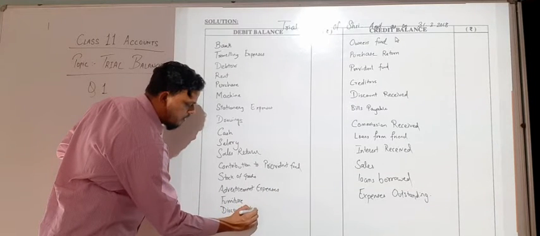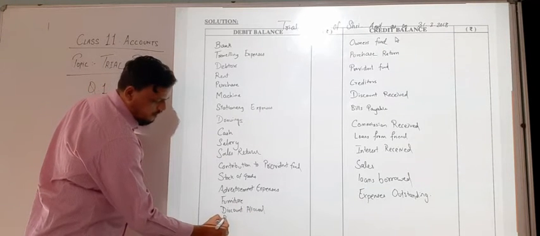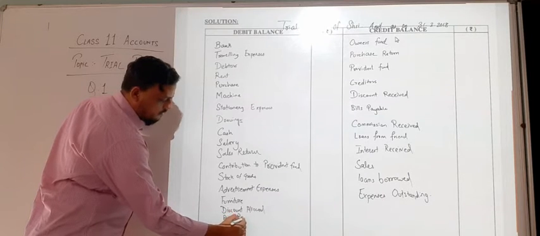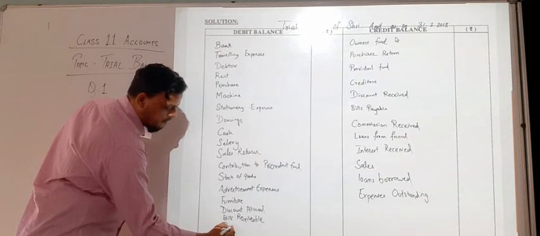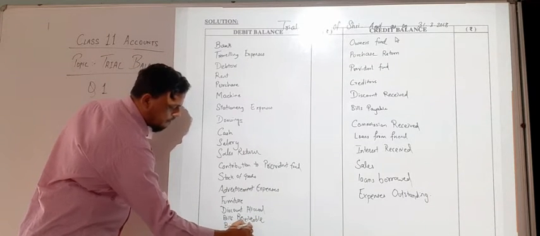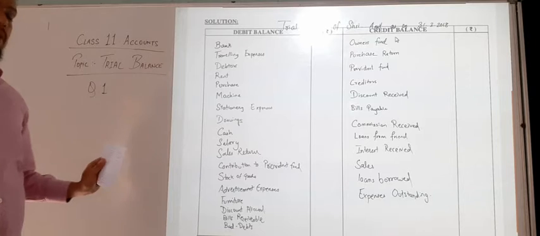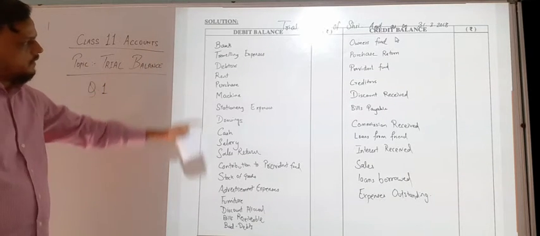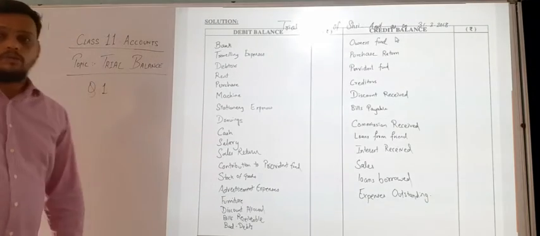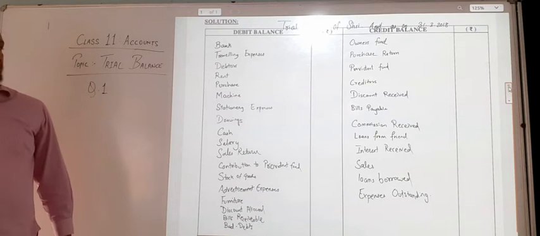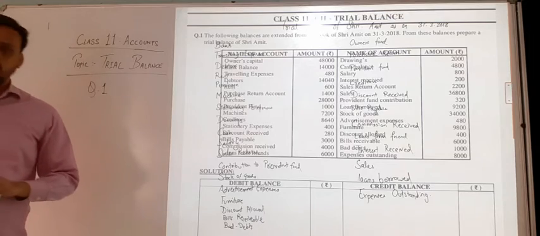Discount allowed. Bills receivable. Bad debts. Okay, the space problem may be there. Do not worry, whatever I have done, it has been coming under this title. So now we have to write the amount of that particular transaction. So I'll go further, I'll write according to my note, and then I'll write on the board for you.